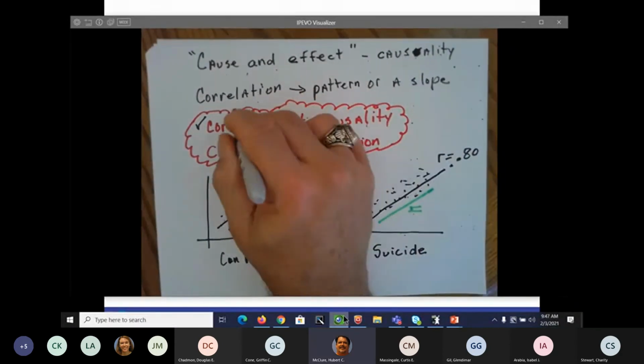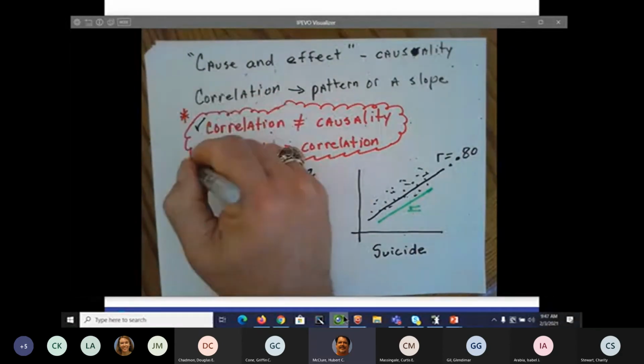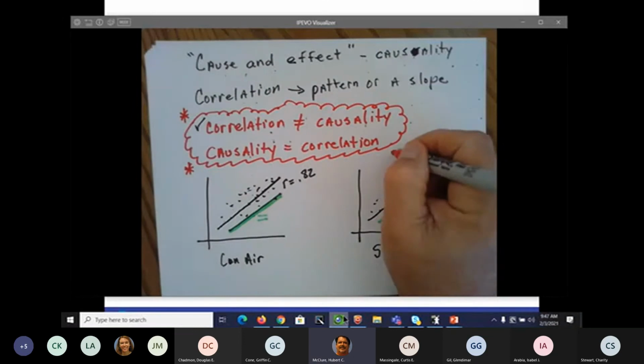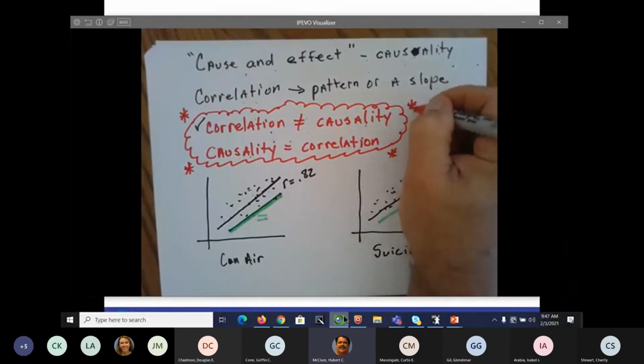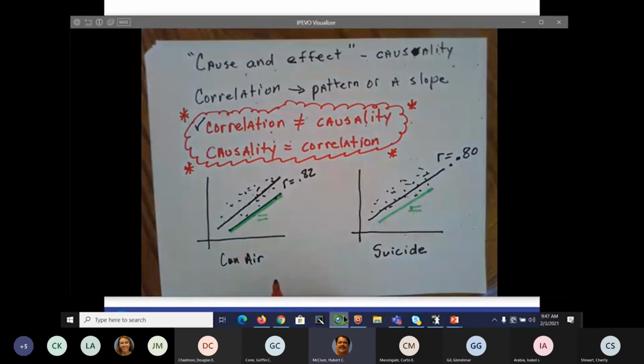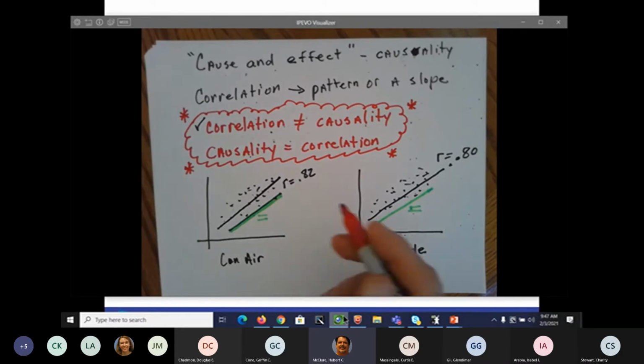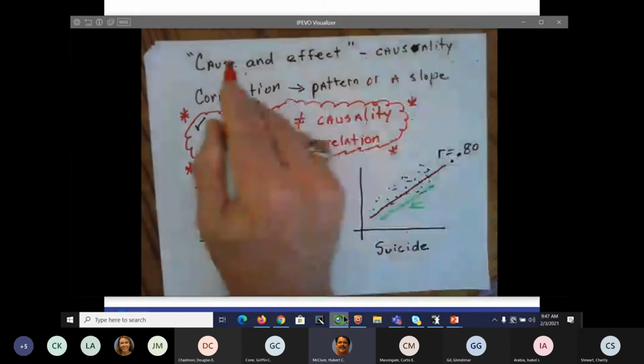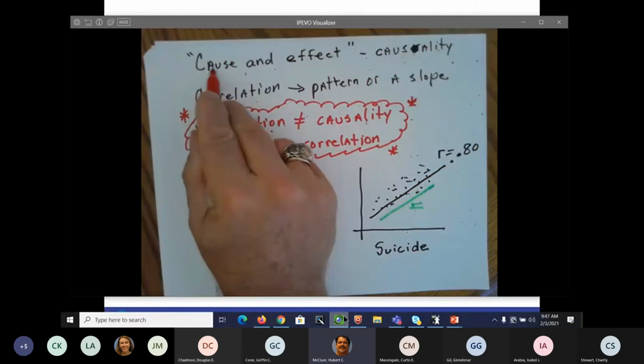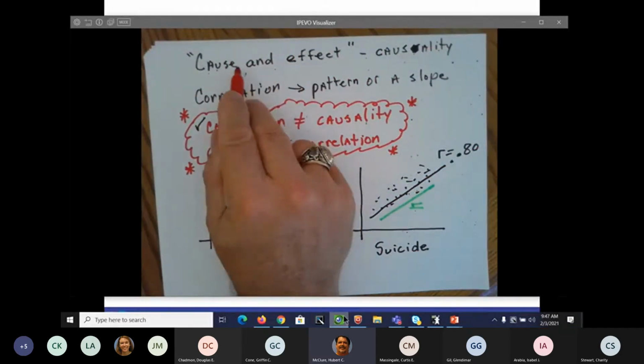Very important. You've got to keep this in your mind because on a standardized test, they may ask you a scenario type problem. And they may say, is this correlation equal causality or is it causality equal correlation? You've got to know the difference between causality and correlation. Causality is cause and effect. I drink too much wine, I have to pee.